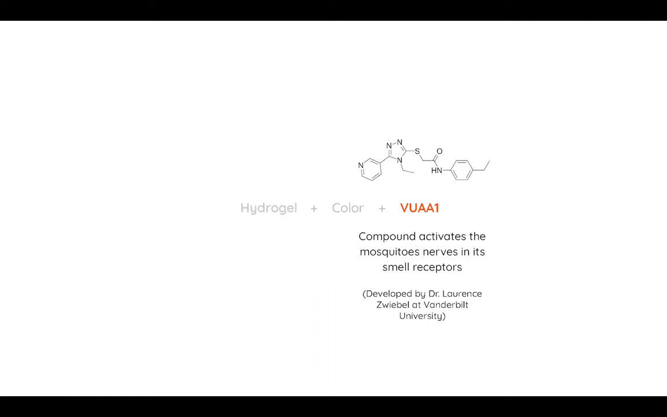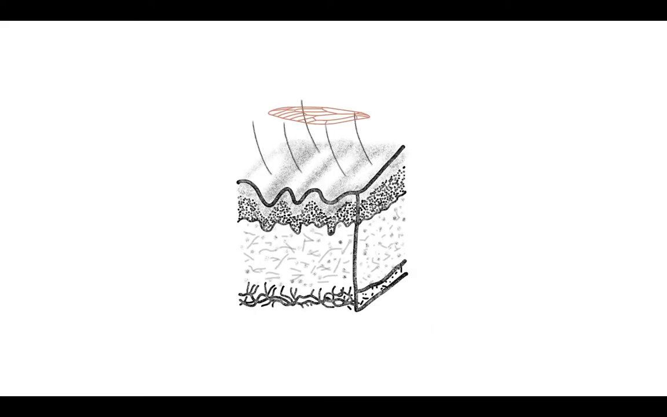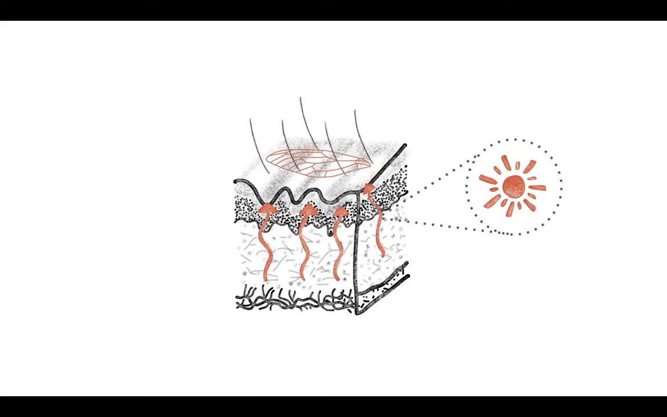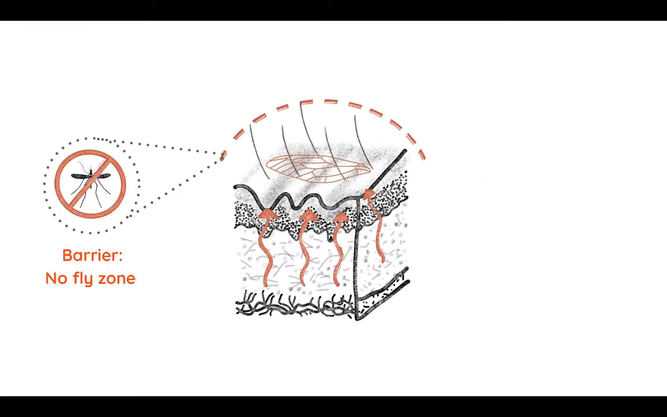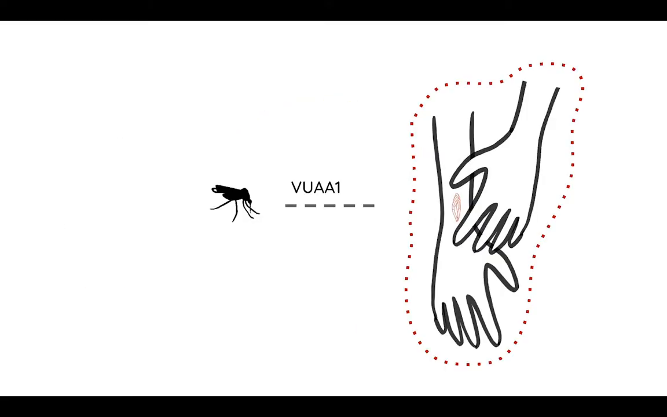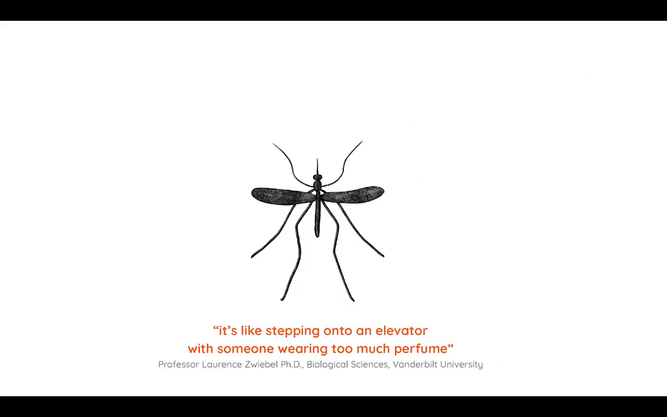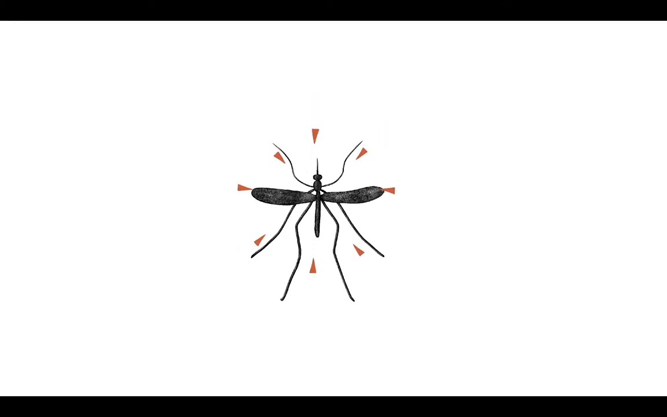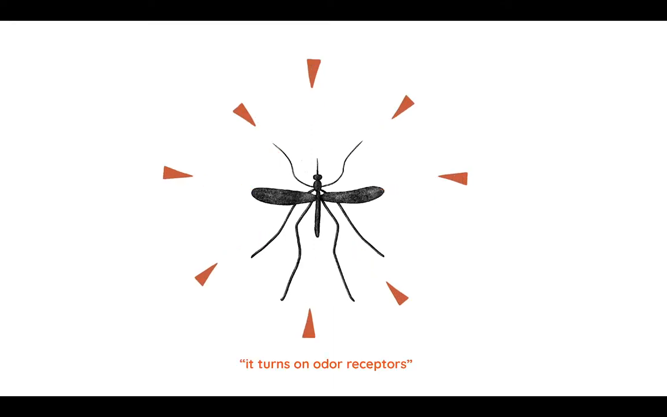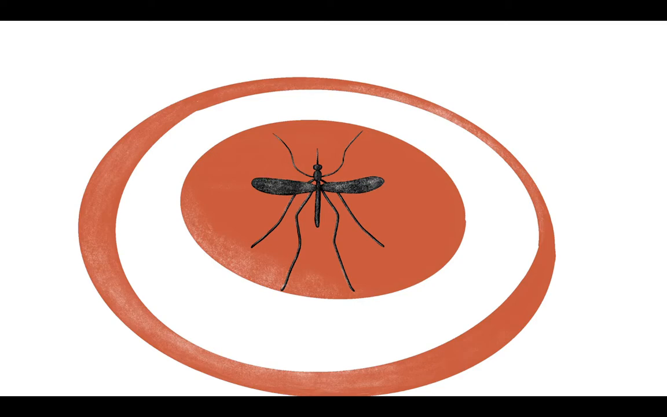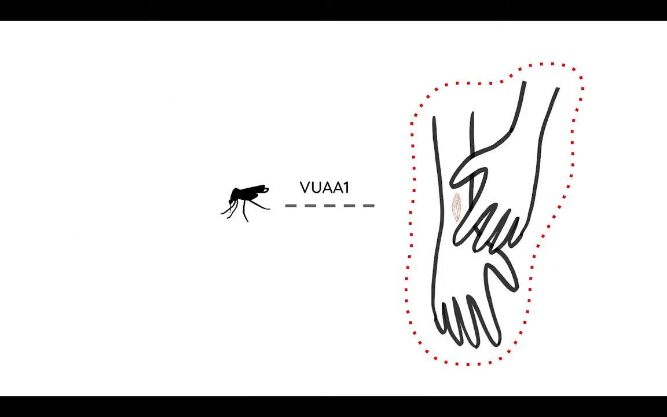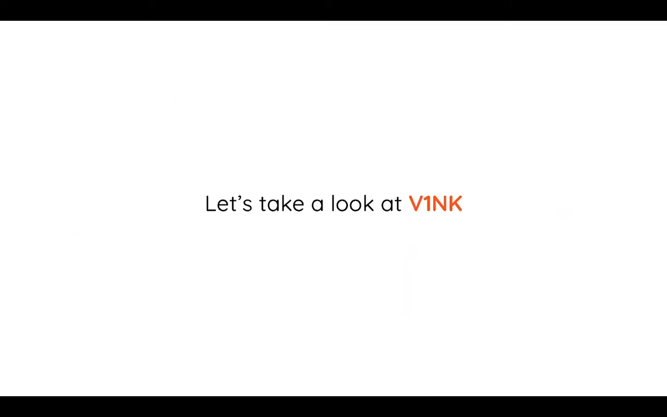VUAA1 is a compound that activates the mosquito's nerves and its smell receptors. When you place V1NK on your skin, human heat activates VUAA1, creating a no-fly zone barrier. As the mosquito approaches the body, it smells VUAA1, and it's like stepping onto an elevator with someone wearing too much perfume. It basically turns on all of the mosquito's odor receptors and makes it fly away. Let's take a closer look at V1NK BioPatch.